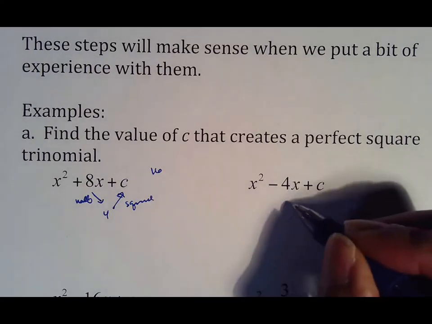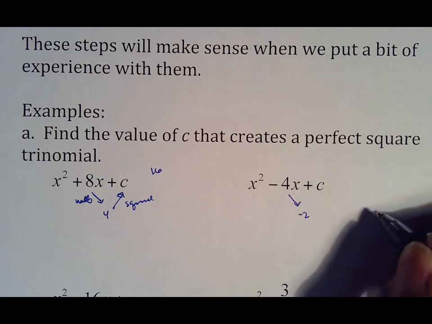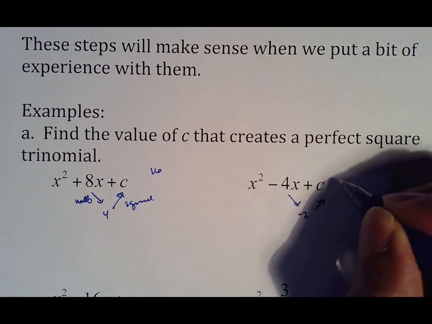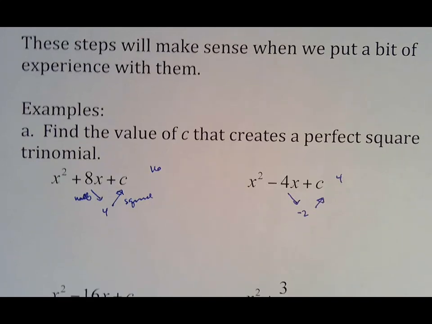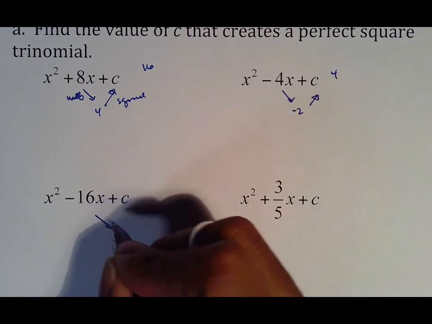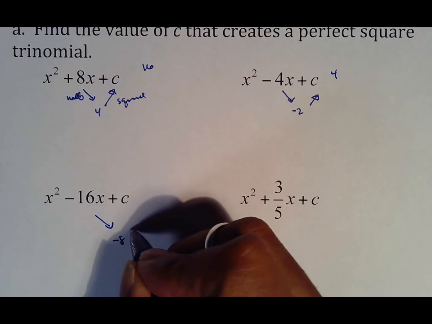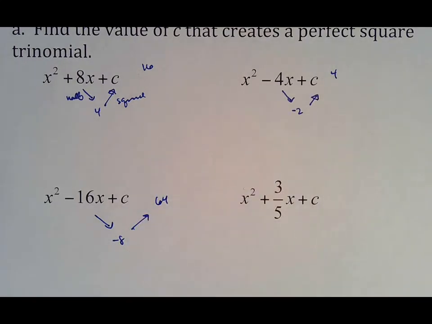Same thing here. First thing you do is cut this number in half, which would be -2. Second thing you do is square it, which makes +4. So c would equal 4. That's all. All right, -16. You'll take this and cut it in half to be -8, and then square it to make 64. Remember, it's always positive because a negative times a negative is a positive.